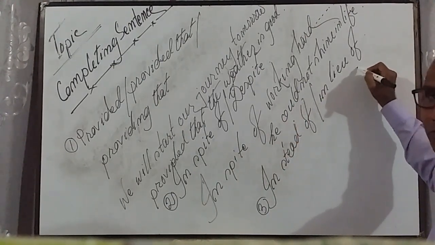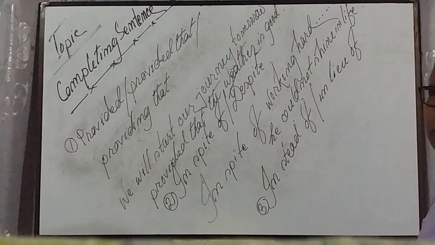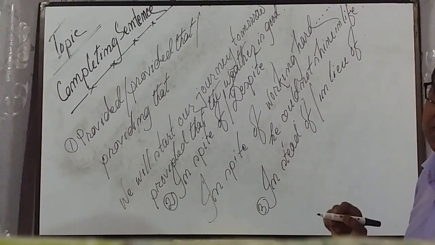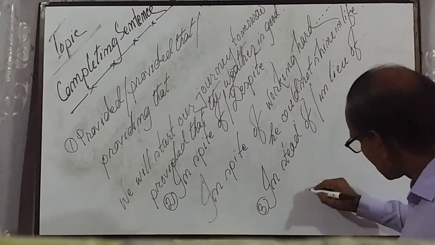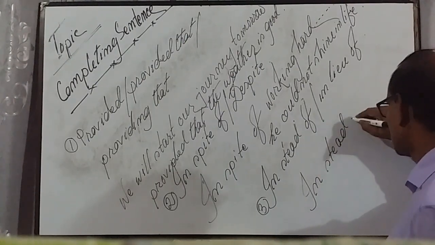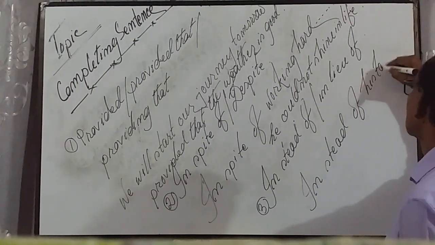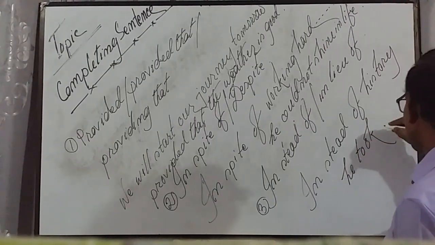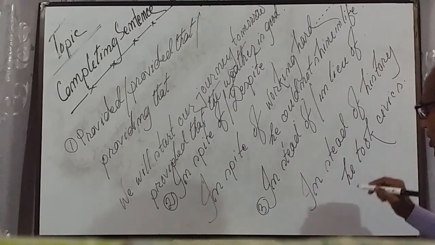Instead of, in lieu of. It means "poriborte" or in exchange of. That means you have to write a pure subject. Suppose: instead of history, he took civics. Instead of history, he took civics.